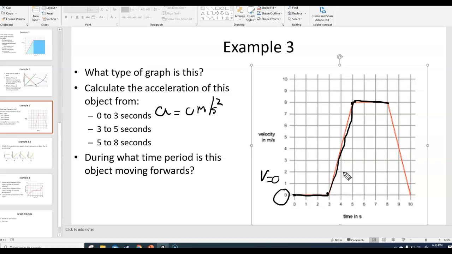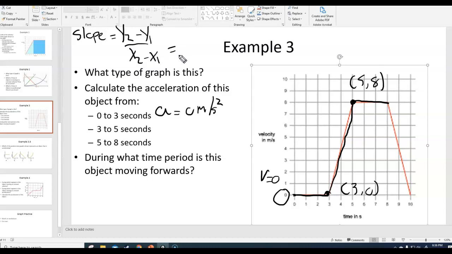Now, from 3 seconds to 5 seconds, to find the acceleration on a velocity time graph, we need to find the slope. So I pick my 2 points. I'm going to choose (3, 0), and then this point up here is going to be (5, 8). You can pick any 2 points you want as long as they lie on the graph. My equation for slope is y2 minus y1 over x2 minus x1, and I plug in my points. I do 8 minus 0 divided by 5 minus 3. That gives me 8 over 2, which is 4. So from 3 seconds to 5 seconds, my acceleration is 4 meters per second squared. In other words, every 1 second that passes, the velocity increases by 4 meters per second.